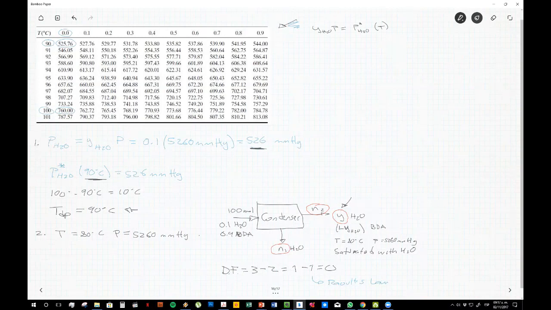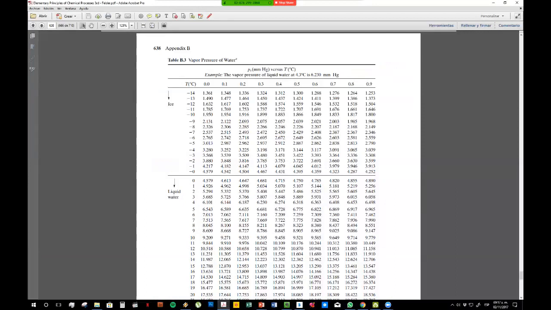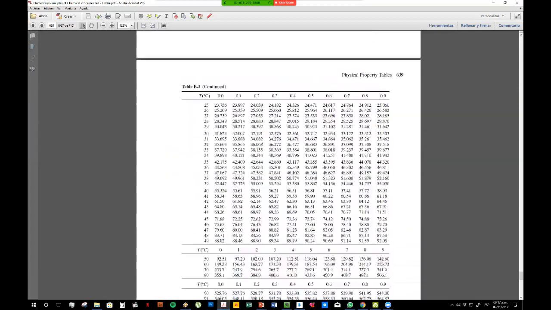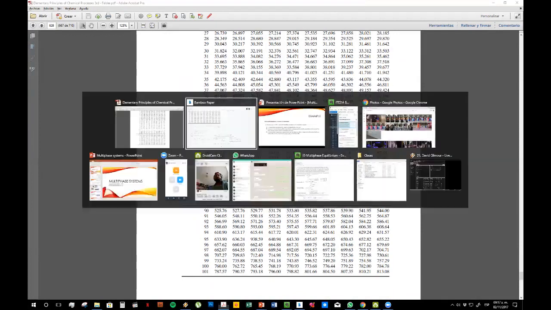Because I forgot to put that table in this diagram, let me change to the book. This is the book, table B.3, vapor pressure. Okay, so let me go to 80 degrees, right? It's a long table because we have many temperatures, and we reach 80 degrees, and here we can see that at 80 degrees Celsius, the vapor pressure of water is 255.1 millimeters of mercury. So that's the value that we're going to use, of course.